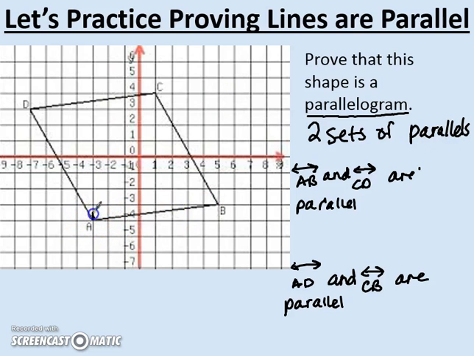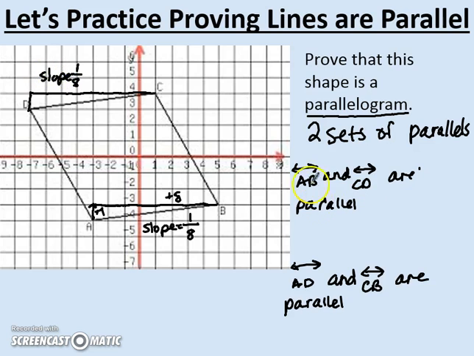Let's do rise. So we rise how many? 1. And we run 1, 2, 3, 4, 5, 6, 7, 8. So our slope is positive 1 over positive 8, or 1/8. Now look at D. We go up 1 and over 1, 2, 3, 4, 5, 6, 7, 8. So its slope is also 1/8.